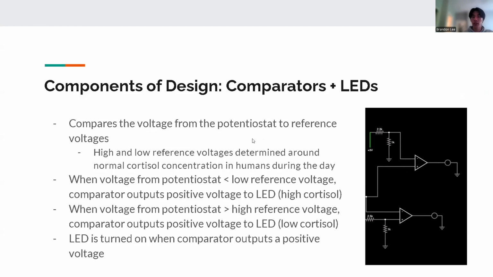Lastly, we have the comparators and LEDs, which compare the voltage from the potentiostat to reference voltages. There are two reference voltages for the high and low cortisol concentration, and they were determined around the normal cortisol concentration in humans throughout the day. When the voltage from the potentiostat is lower than the low reference voltage, the comparator will output a positive voltage to the LED, indicating a high cortisol concentration. This is for the bottom comparator here. On the other hand, for the top comparator, when the voltage from the potentiostat is higher than the high reference voltage, the comparator output will be a positive voltage to the top LED indicating a low cortisol concentration.